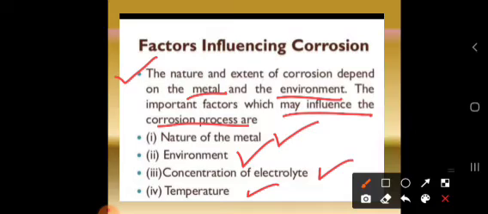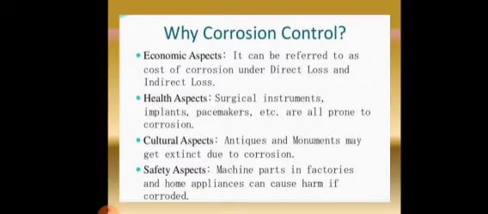Dear students, these are the general concepts we are discussing here. No one will ask what are the factors influencing corrosion. First we have to complete what corrosion is, what the examples of corrosion are, and how we can prevent corrosion. This is the main concept we have to cover. Now let's take the next concept. Already we have discussed the factors. Now we have to discuss why corrosion control is needed.